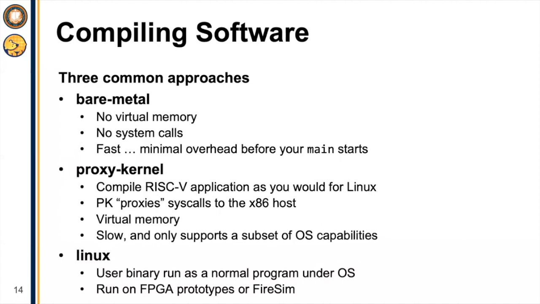So now let's compile some software that'll run on this SoC that we just built. There are broadly three approaches we can take using the toolchain we've set up. There's bare metal software, which of course has no virtual memory, no OS, and no system calls. However, it's very, very fast, right? You just jump straight into the main of your program.